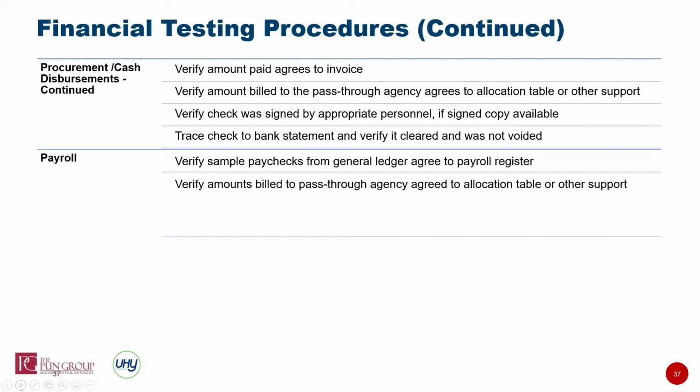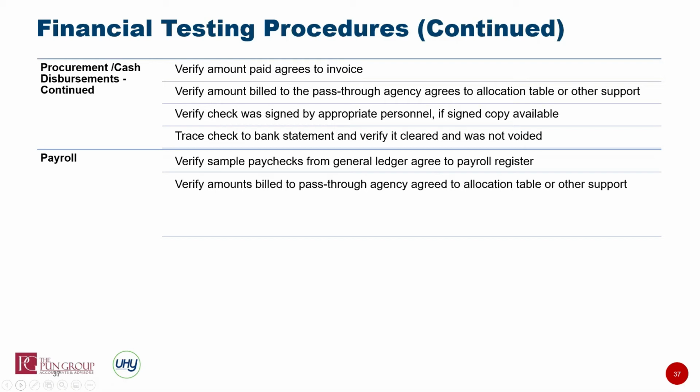If it is voided and they claimed that expenditure on their cost claim and they voided it, there should be an adjustment in a subsequent month. And if there is not an adjustment in a subsequent month, then possibly they have over-claimed for reimbursement. For payroll, we verify a sample of paychecks from the general ledger and we agree those to the payroll register.